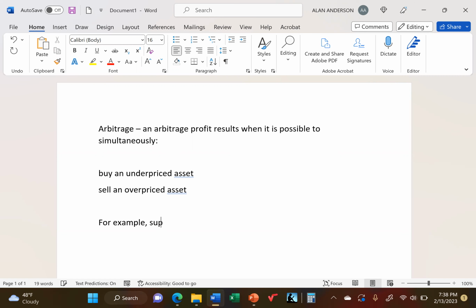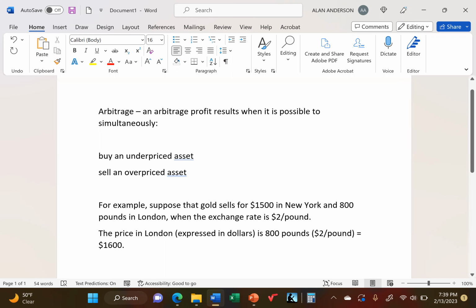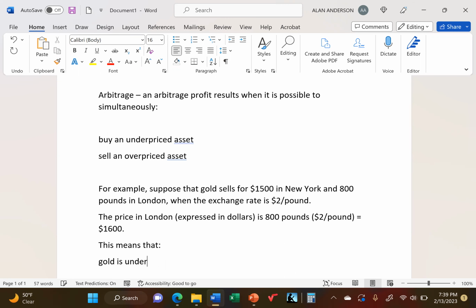For example, suppose that gold sells for $1,500 in New York and 800 pounds in London, when the exchange rate is $2 per pound. So what this means is that the price in London, expressed in dollars, is 800 pounds times $2 per pound, which is $1,600. So you can see, now this is strange. The price of gold is different in New York and London. Because the gold is the same in every country, this means that gold is undervalued or underpriced in New York. And of course, that means it's overpriced in London.